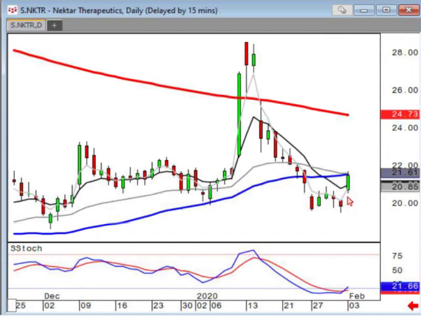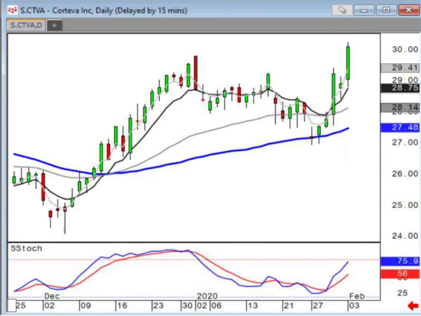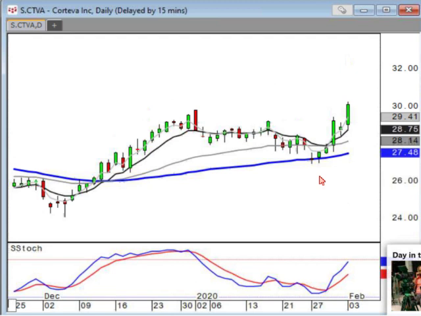NKTR, another gap up. Right here at the 50, a positive open probably gives you a good target heading back up toward the 200-day moving average. CTVA, there's your doji sandwich, kind of breaking this downtrend. That's another one that would likely come back up into this trend channel, trend trajectory.